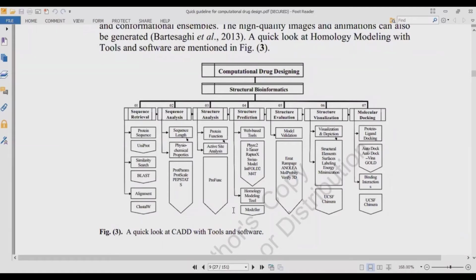Then we have threading and ab initio. Threading is also known as the fold recognition method. In ab initio, we start from the very beginning, from scratch, and then we have to evaluate the structure. As you know, without evaluation you cannot say what the quality of this structure is.